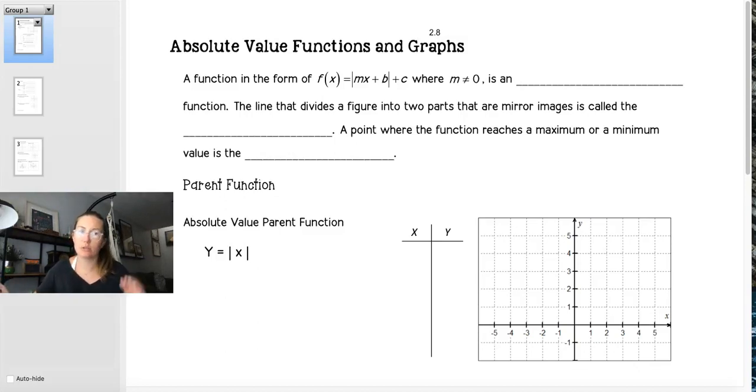All right, this is notes 2.8, absolute value functions and their graphs. A function in the form of f of x equals absolute value of mx plus b, close the absolute value, plus c, where m does not equal 0, is an absolute value function.